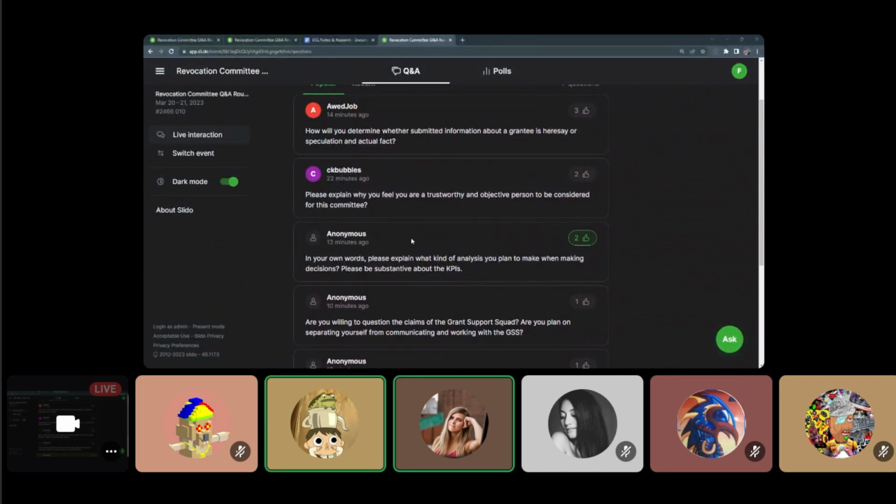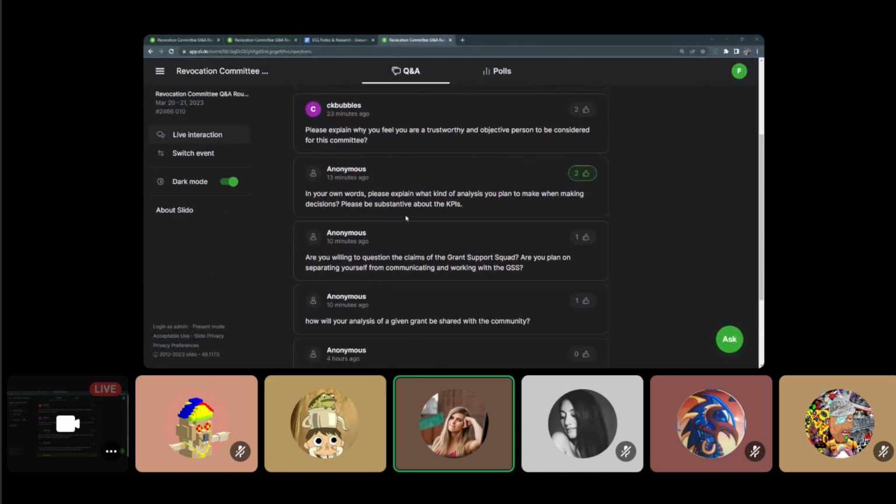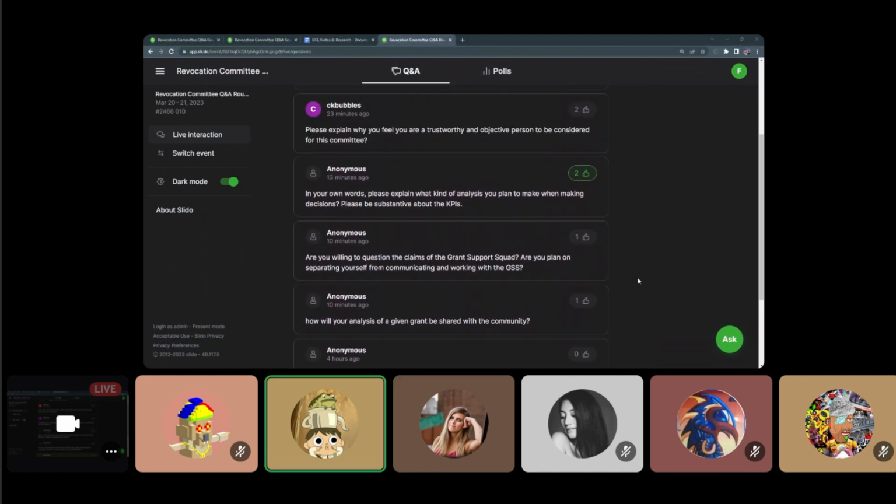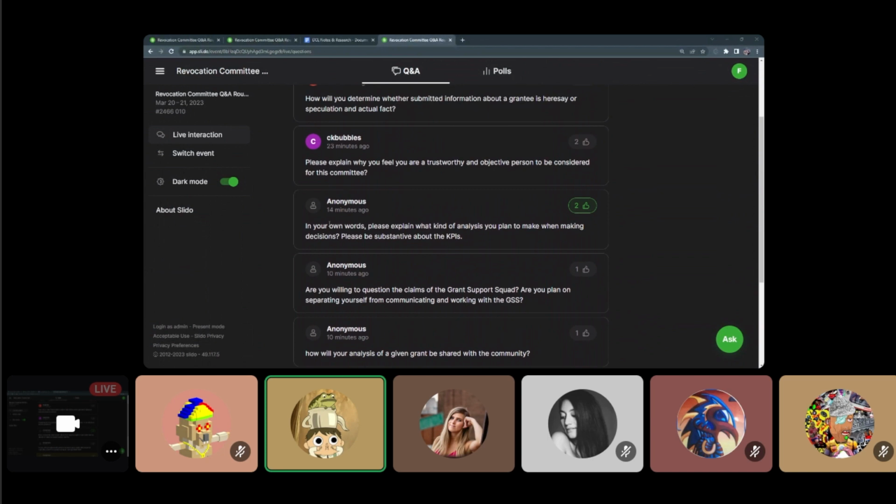Perfect. Yeah, so KPIs, or how can you, I just turned off my screen. What was the first part of the question? Yeah, sorry. We'll get back to it. In your own words, please explain what kind of analysis you plan to make when making decisions. Please be substantive about the KPIs.